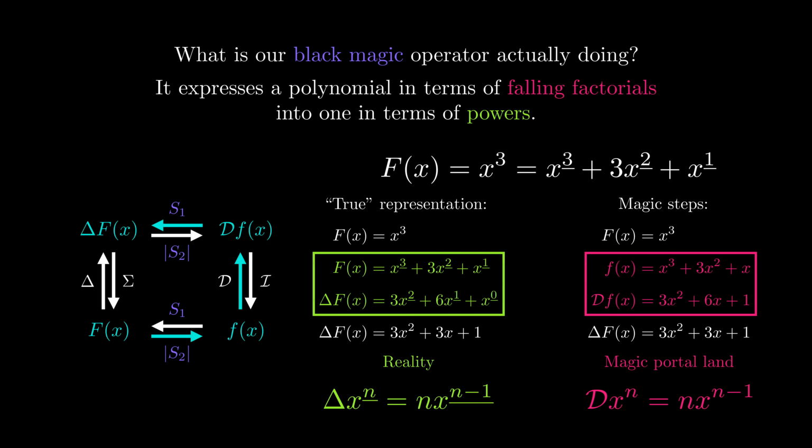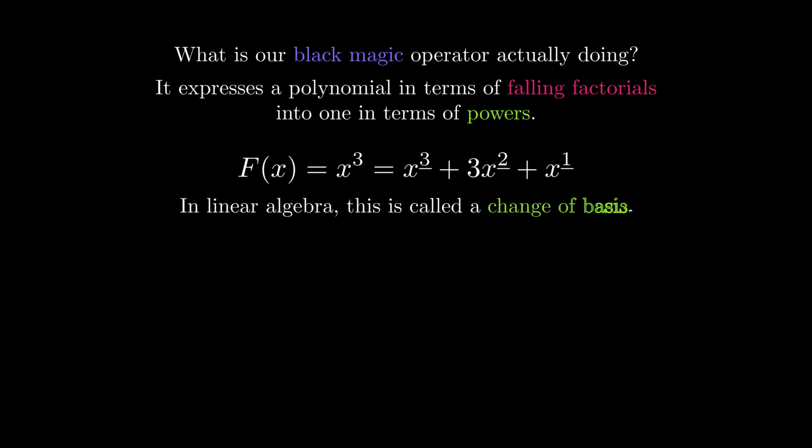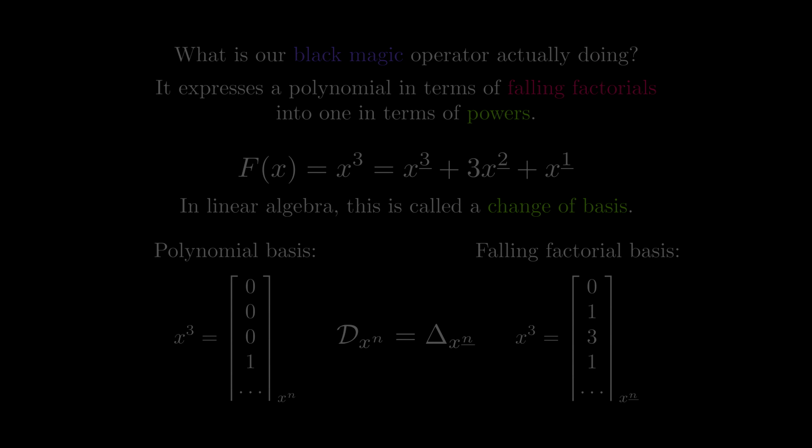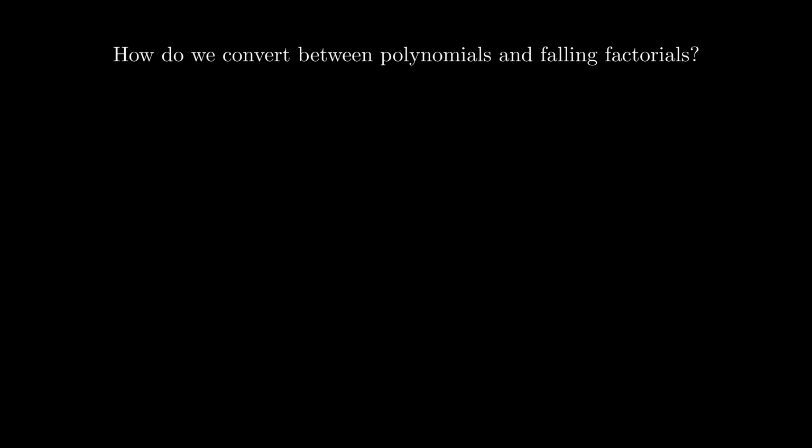This operator, in the language of linear algebra, is simply a change of basis, and in that new basis, the forward difference is the same as the derivative in the old basis. So now we know how the magic works. How do we write powers in terms of falling factorials or vice versa?